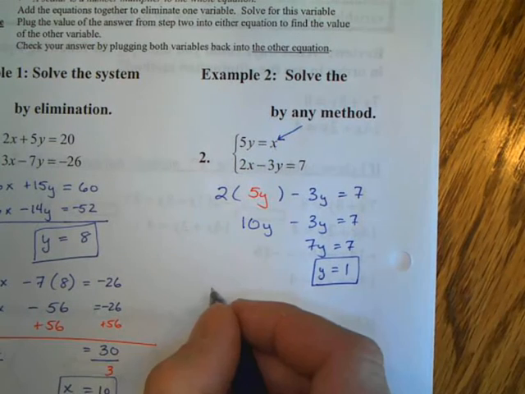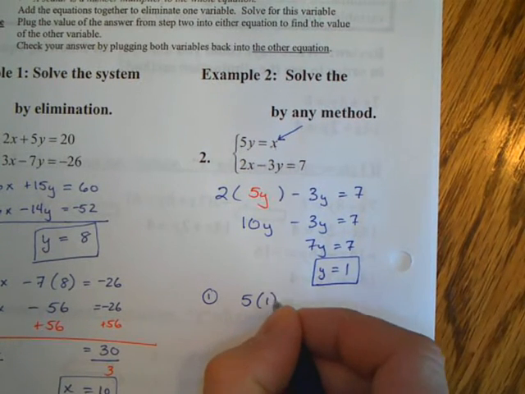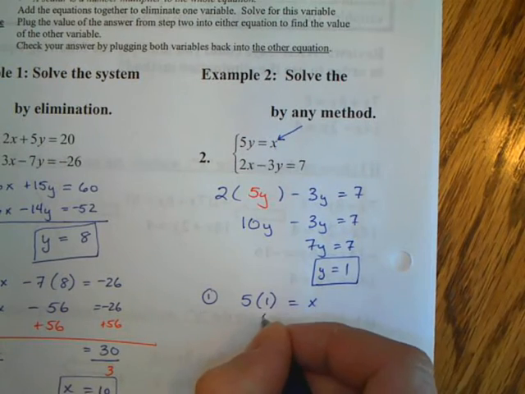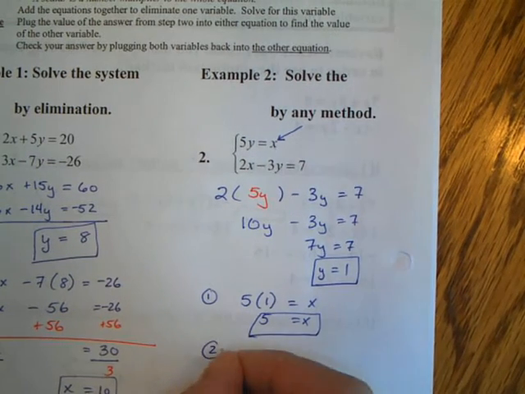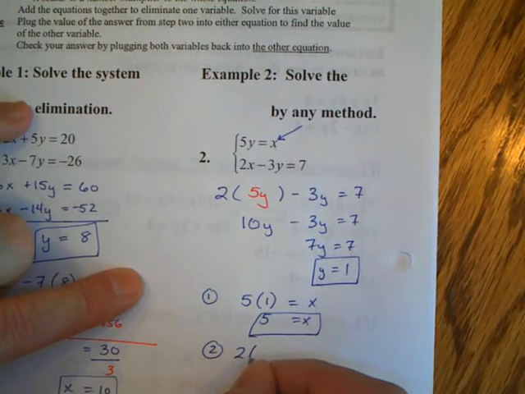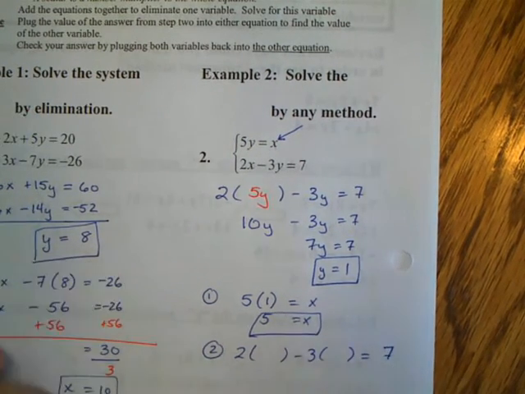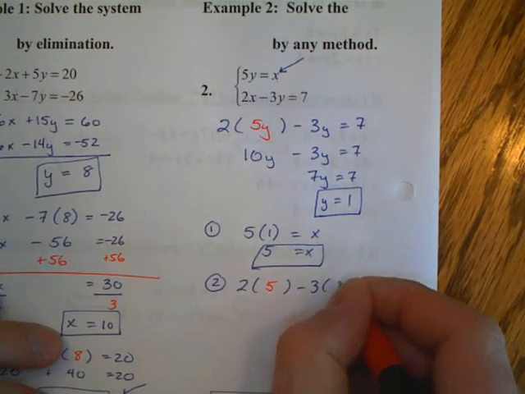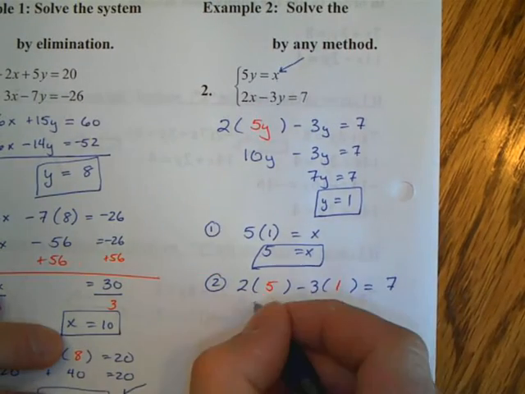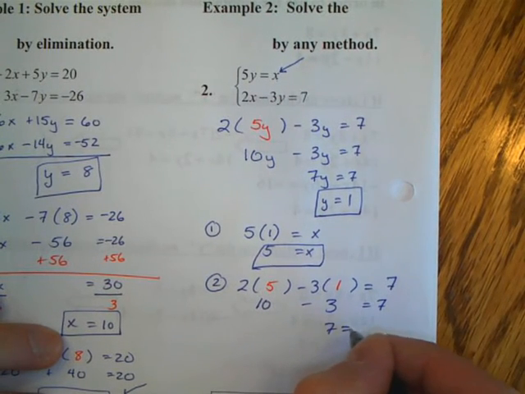So now I multiply out. That's 10y minus 3y equals 7. So 7y equals 7. Divide both sides by 7, and y equals 1. Getting the second value of x is very easy. I'm going to use the top equation. 5 times 1 equals x. So x equals 5. Checking this in the other equation, 2 times x minus 3 times y equals 7.